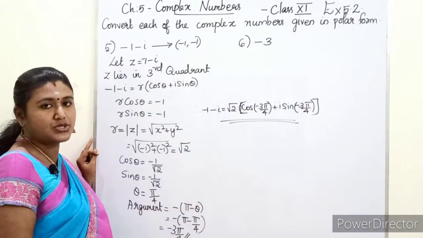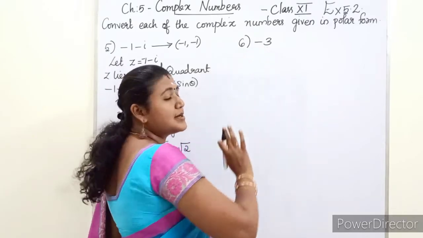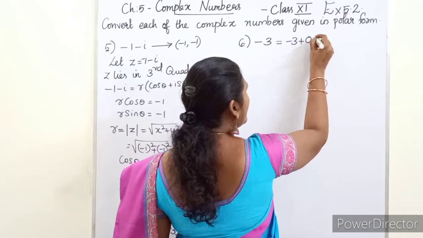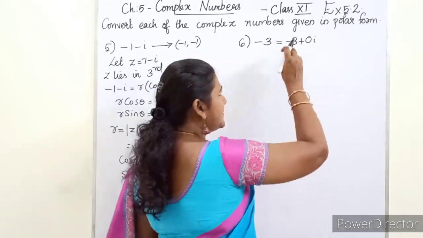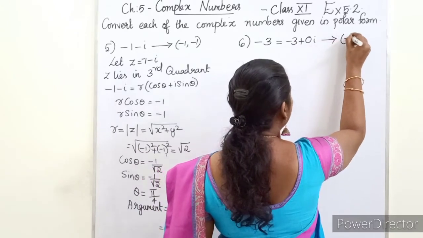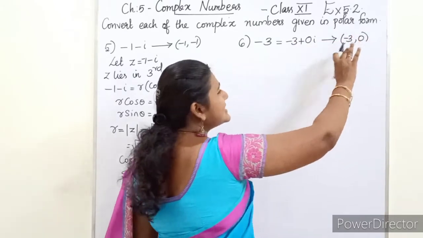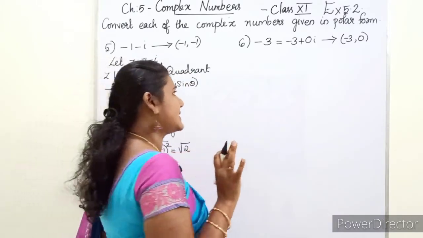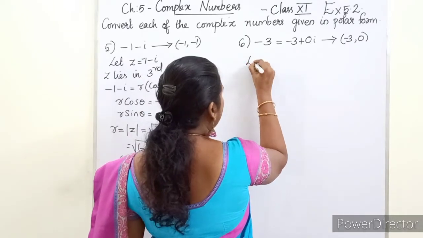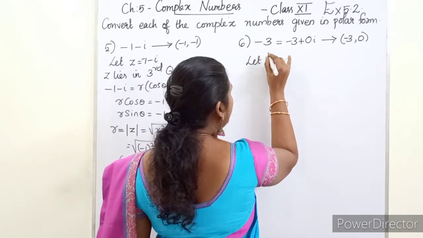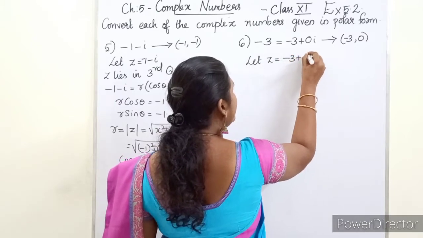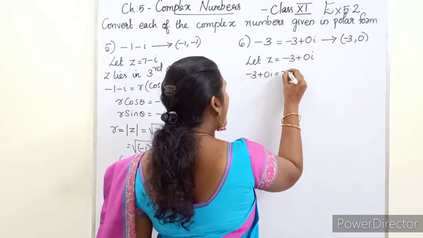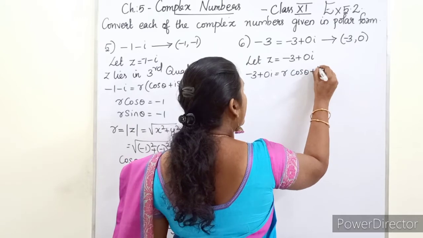Now we will see the sixth question. Question number 6, the complex number is minus 3. So we can write this as minus 3 plus 0i. Therefore the ordered pair corresponding to this complex number we can write as minus 3 comma 0. That means this point lies on the x-axis. Now we will find the polar form of this complex number. So let z is equal to minus 3 plus 0i. So minus 3 plus 0i is equal to r cos theta plus i r sin theta.